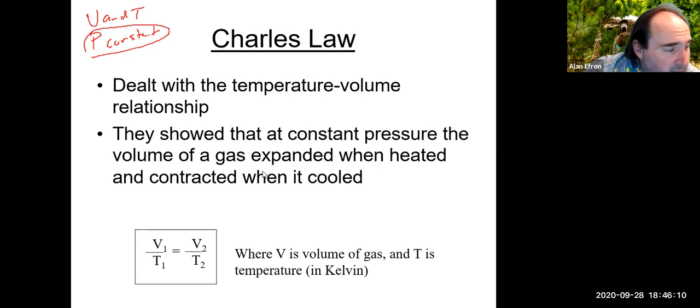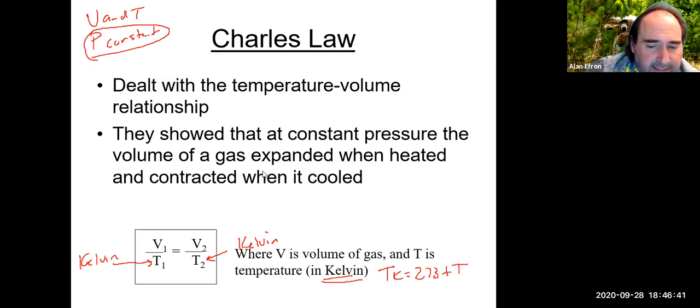And we get V1 over T1 equals V2 over T2. And this is what's known as Charles' law. And if you look, the temperature does need to be in Kelvin. So no matter what gas law you're dealing with, if you have temperature, Kelvin is pretty much what it needs to be in. And the reminder is that the temperature in Kelvin is 273 plus the temperature in Celsius. So you want to add 273 to it.